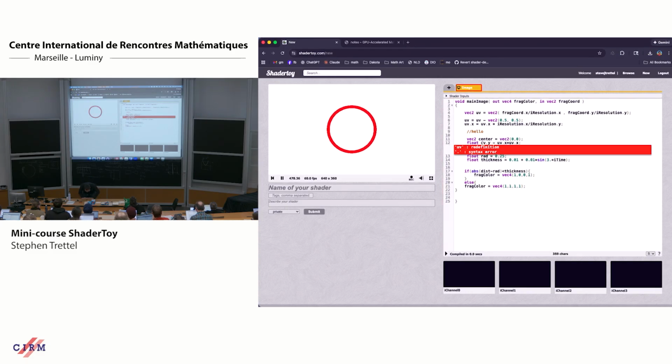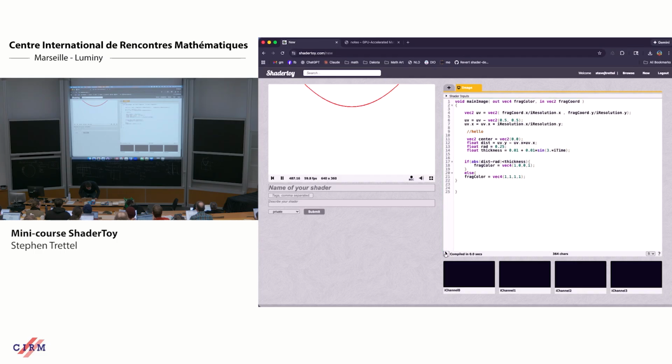Error. Oh, I didn't give it a name. I just got excited and typed an equation. That is supposed to be distance. Oh, I still have my radius varying.